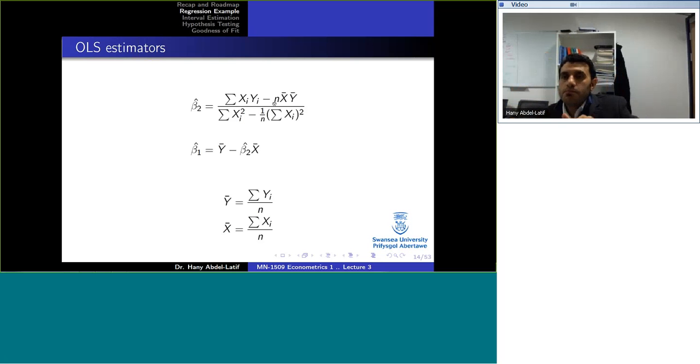This is divided by the sum of xi squared, so you need to get xi squared and sum it, then minus 1 over n times the sum of xi, squared. Beta 1 hat is y bar minus beta 2 hat times x bar. So these two formulas explain how to get the averages of y and x.